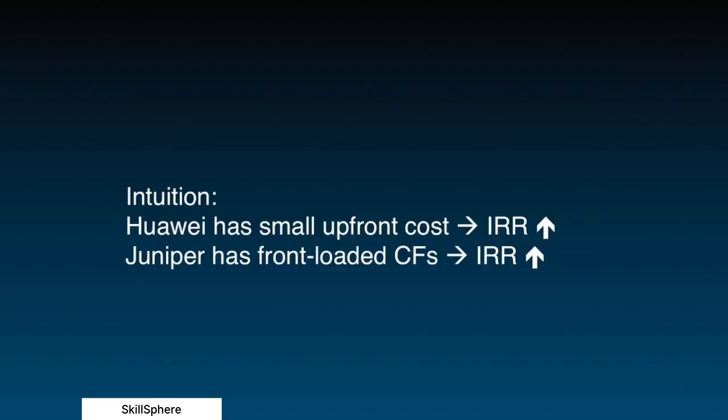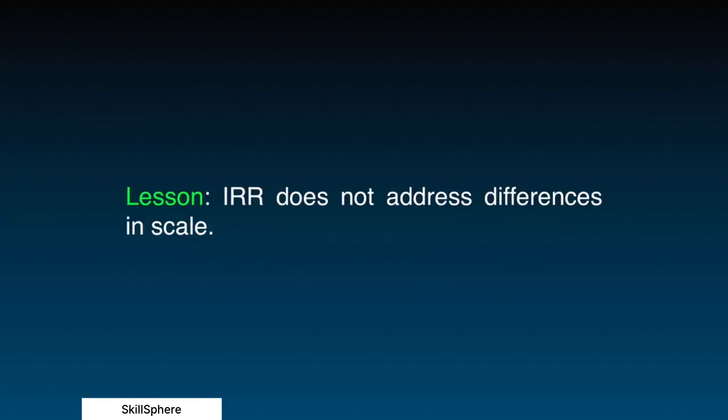What's going on? Well, if you look more closely at the cash flow streams, you can see that Huawei has small upfront costs. That increases the IRR, relatively speaking. And Juniper has front-loaded cash flows, which is going to increase the IRR relative to the Cisco bid.